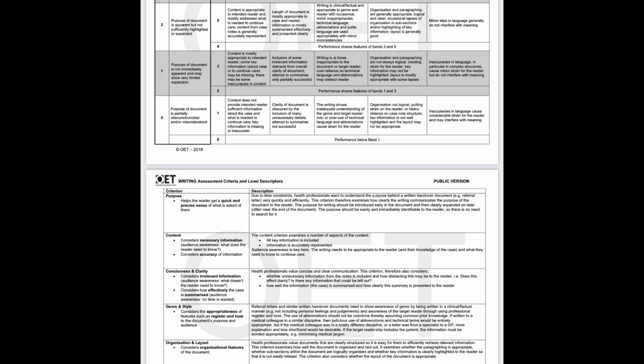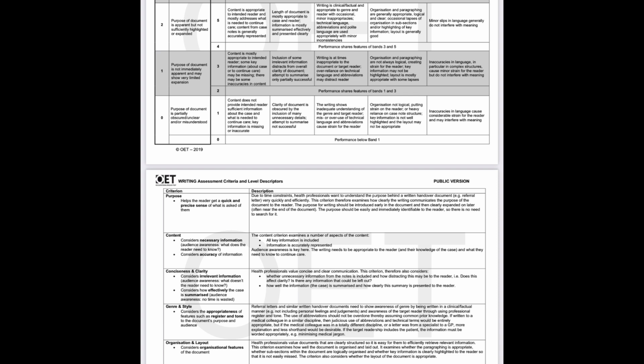Next is content. Content considers necessary information. Audience awareness: what does the reader need to know? It considers accuracy of information. The content criterion examines a number of aspects of the content. All key information is included. Information is accurately represented. Audience awareness is key here. The writing needs to be appropriate to the reader and their knowledge of the case and what they need to know to continue care. So basically, content is including everything that is relevant.